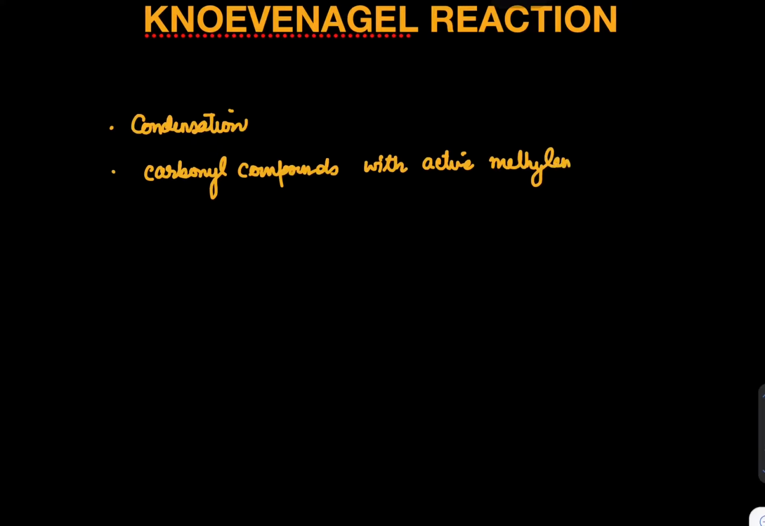What is active methylene? When we have a CH2 group and on both sides we have C double bond O kind of options, then it is considered an active methylene group. So carbonyl compounds react with active methylene compounds, and then we get this kind of reaction. Before we proceed further into the details of this reaction, we have to understand what the flow of this particular reaction could be.